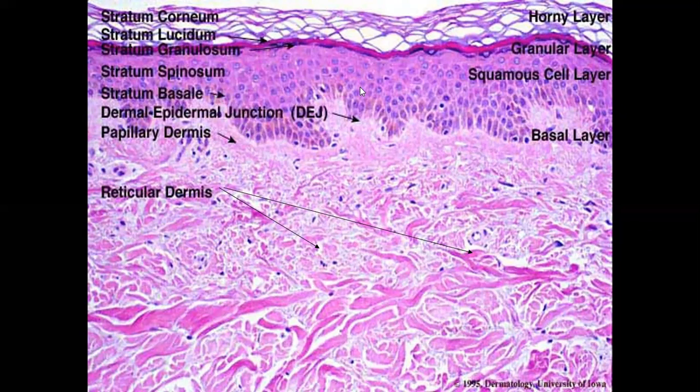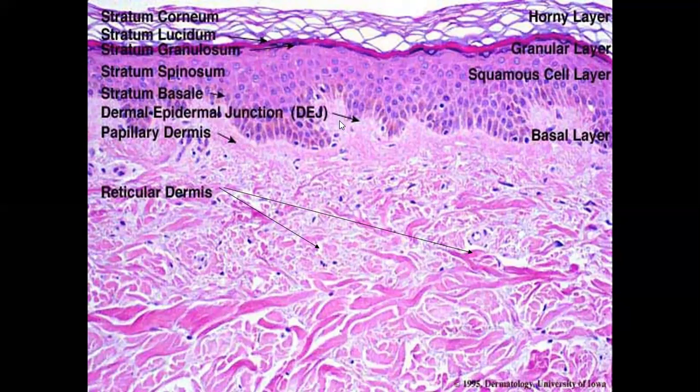The junction between the epidermis and the dermis is called the dermo-epidermal junction. The portion of epidermis which protrudes into the dermis is called the rete ridge, and the portion of dermis which protrudes into the epidermis is called the dermal papillae. These are the dermal papillae, these are the rete ridges.